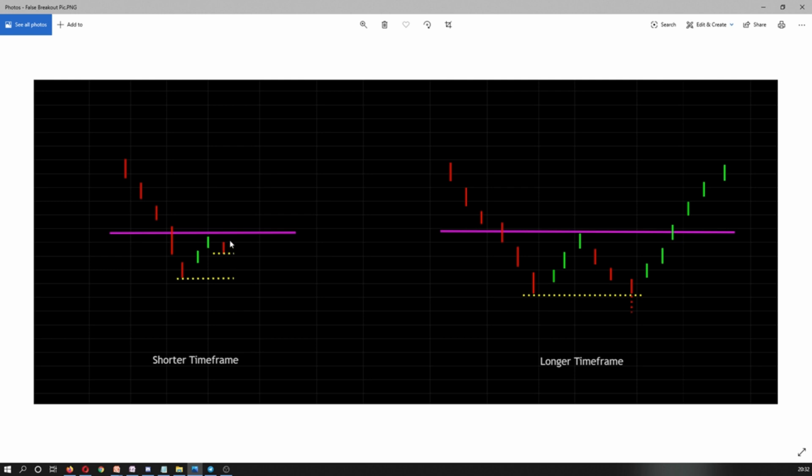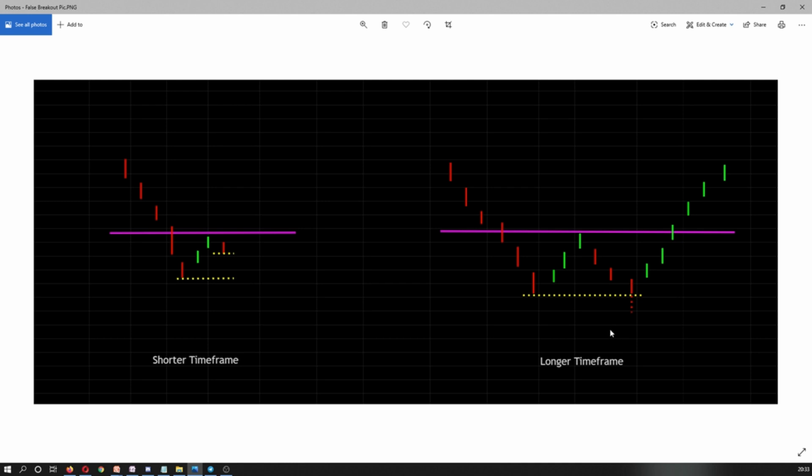The stop loss has to be at the resistance level. This will be your entry, and your profit booking might be at these yellow dots, or you can trail your stop loss if you think the stock might fall further. That is how you handle a breakout in a shorter time frame. Now, coming to the longer time frame.